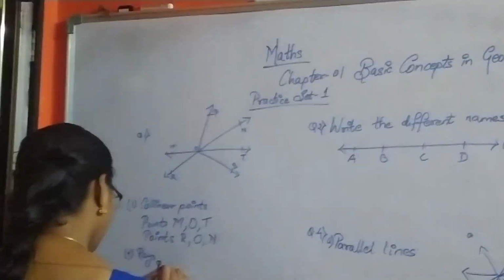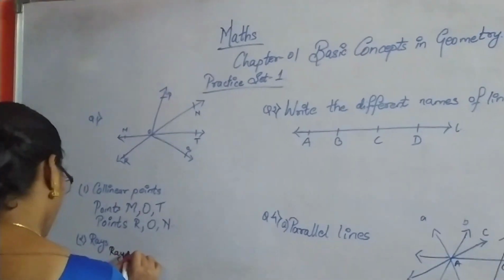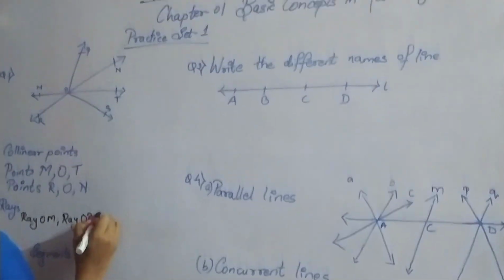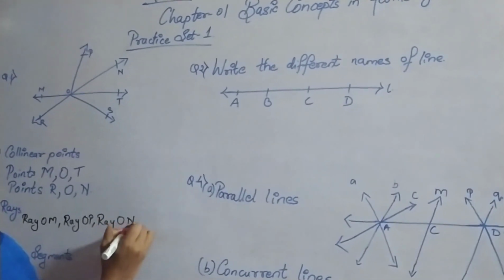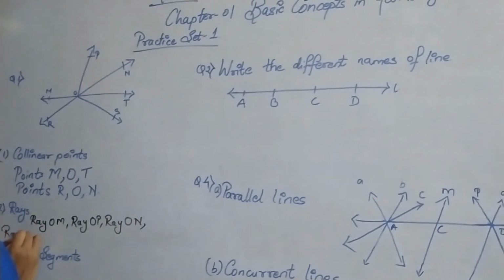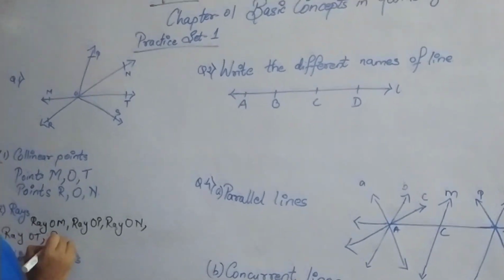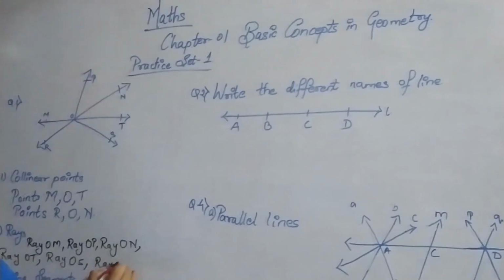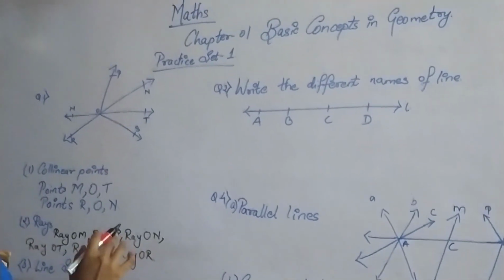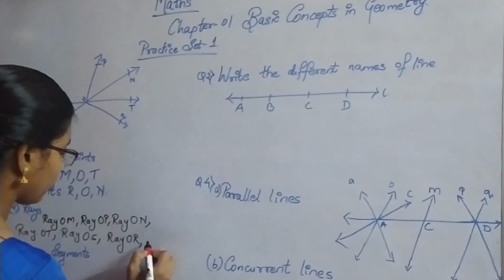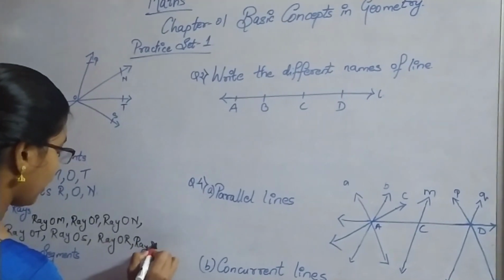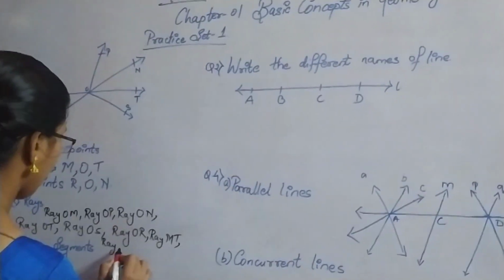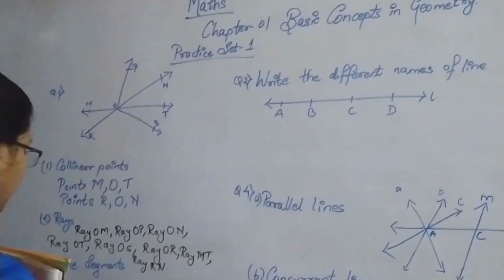So ray OM, ray OP, ray ON, ray OT, ray OS, ray OR. Apart from this, I said if I take M as my origin, I can write ray MT. Next, ray RN also.